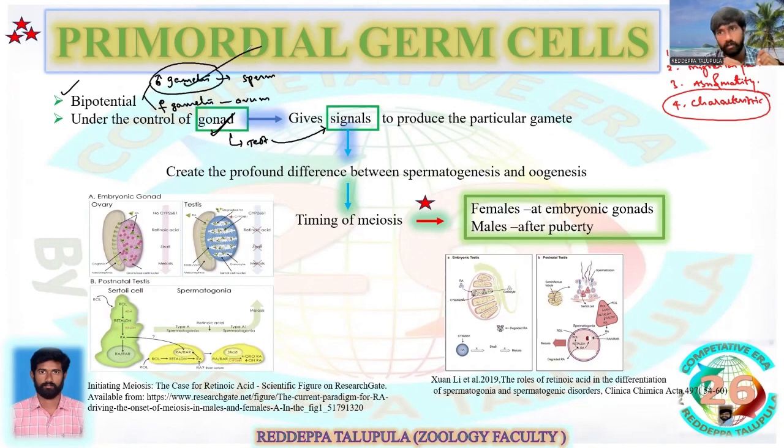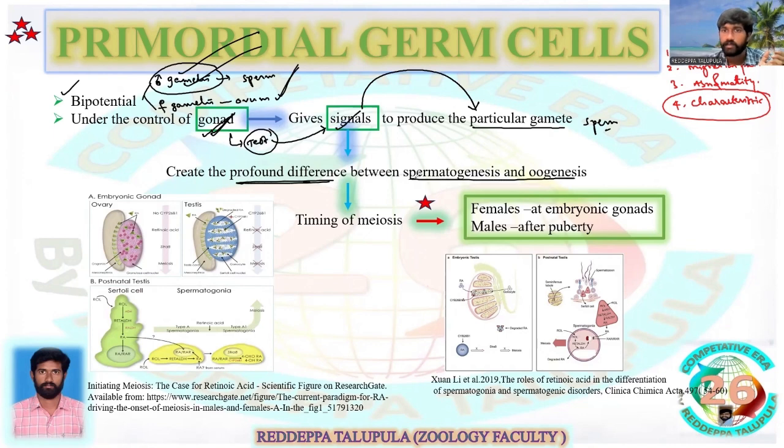Okay, if the gonad is not testis, and if the gonad instead reaches the ovary, then surely there will be development of the female gamete. Now, what causes the development of the male gamete whenever it reaches the testis? Because the testis gives signals which cause the production of the particular gamete, nothing but sperm.